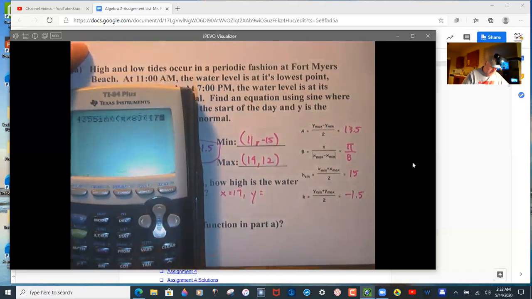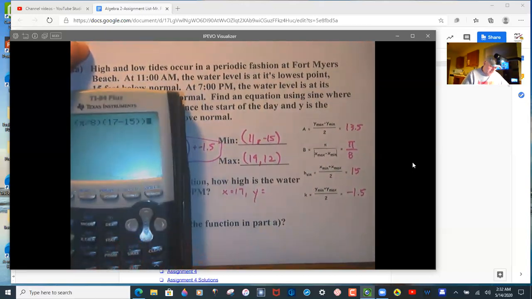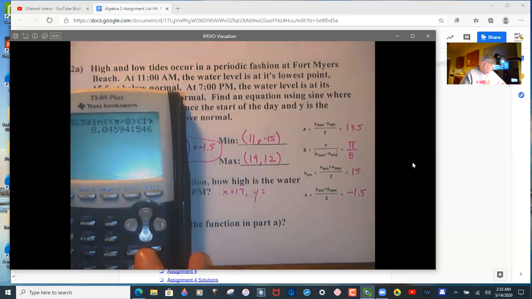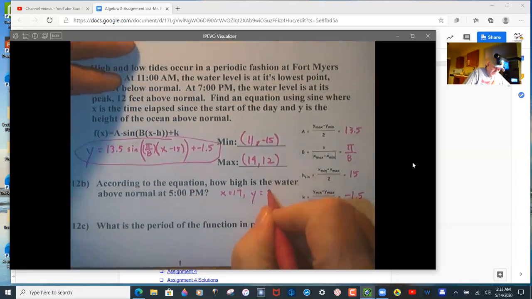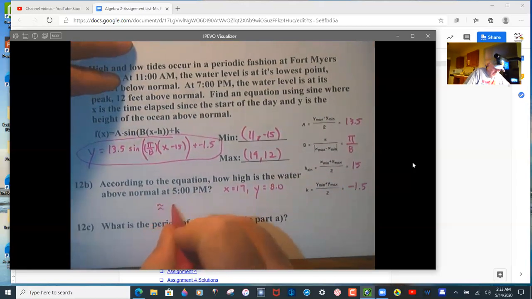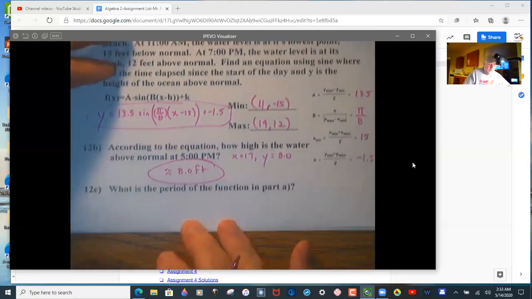So x is 17 minus 15. Okay, another set of parentheses plus negative 1.5. Okay, so 8.0 feet. So approximately 8 feet. And then what's the period?